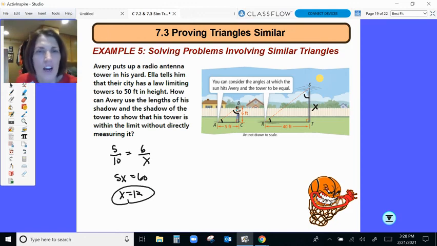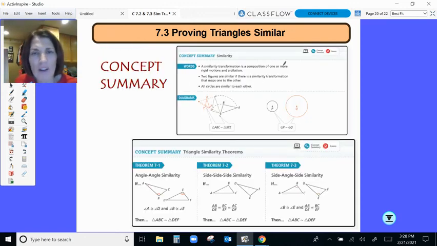Okay? All right, so that is it. You might want to take a minute just looking at this. This talks about our similarity transformations. And then down here, it has all of our similarity theorems: our angle similarity, side similarity, and our side angle side similarity. Make sure you have all those down in your notes.